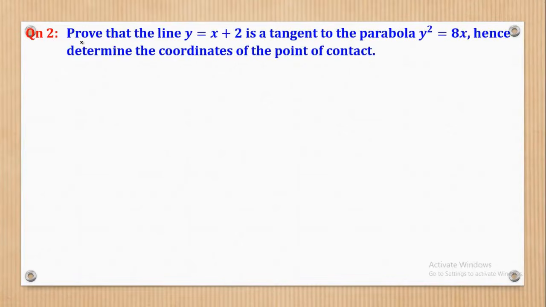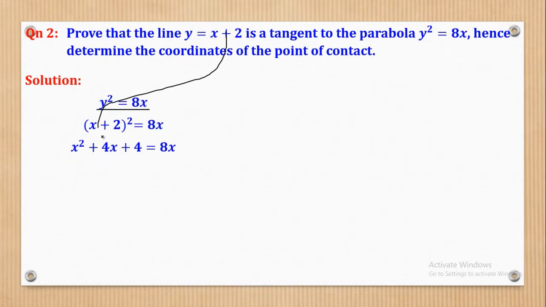We shall now go to question 2. Question 2 says, prove that this line is a tangent to this parabola, and hence determine the coordinates of the point of contact. So this is almost the same, but we shall do it for the sake of mastering the concept. So that is the equation of the parabola, substitute for y, expand, collect like terms, and then compare.